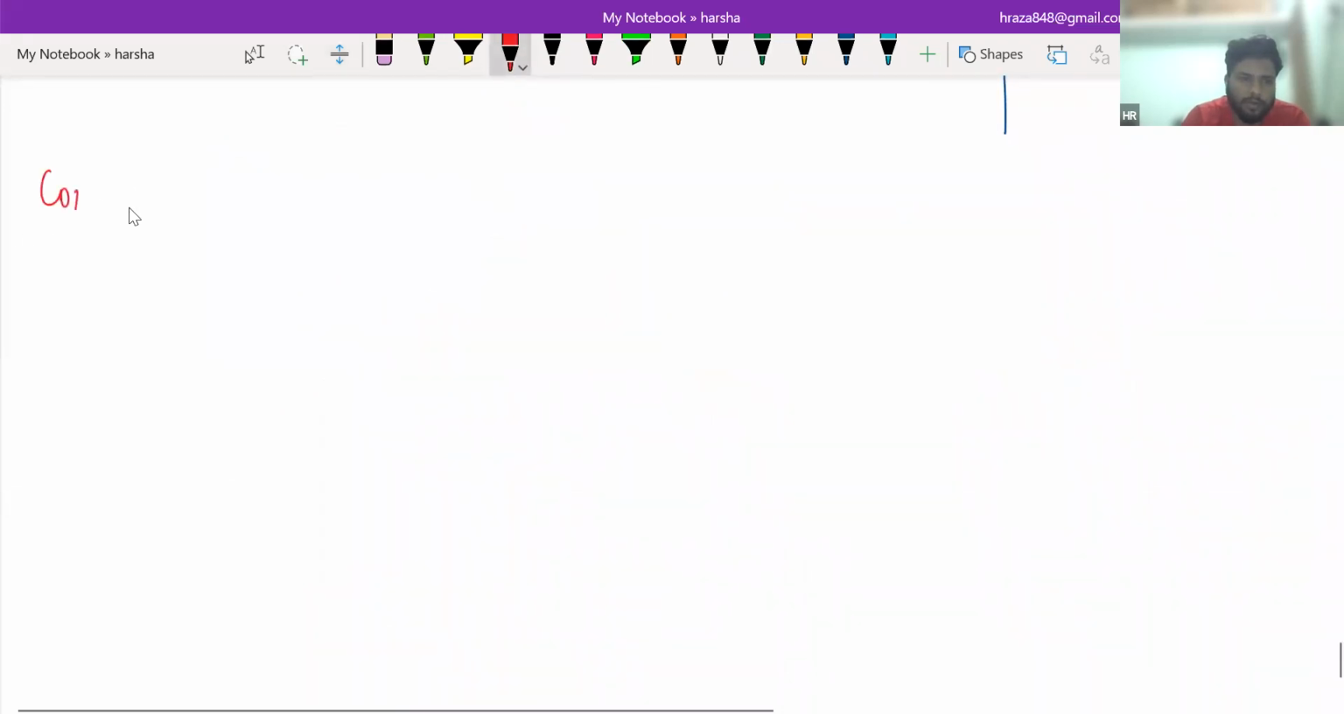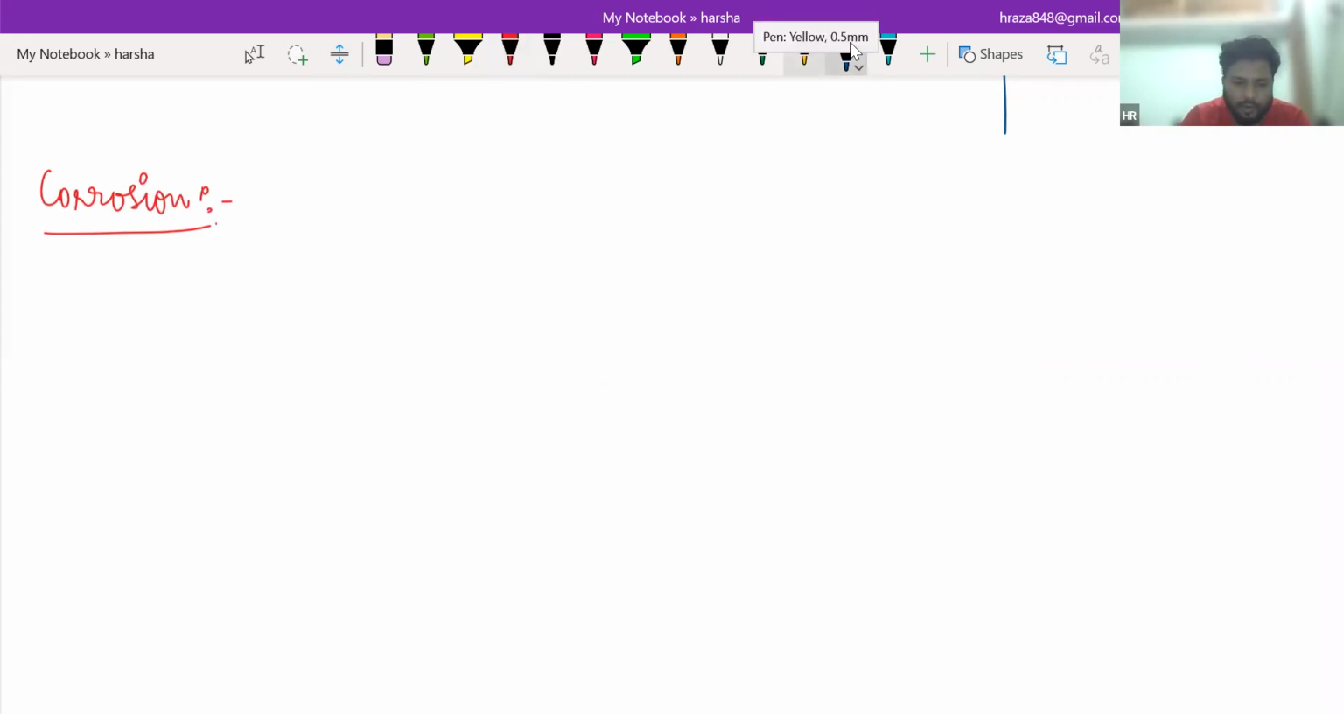So write corrosion. What is corrosion? See, whenever a metal or a substance is oxidized, that means oxygen attacks it. That means oxygen reacts with that metal and forms metal oxide. That is basically called corrosion. It's not necessary that only oxygen will attack. Acid can also attack, and other compounds can also attack. So I'm going to define it. Write with me.